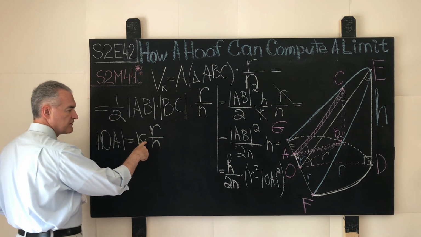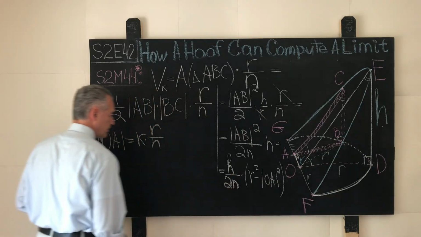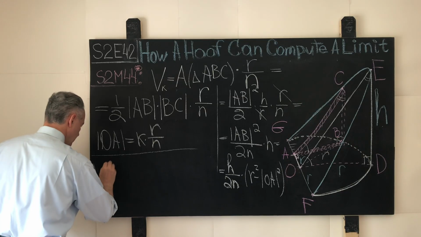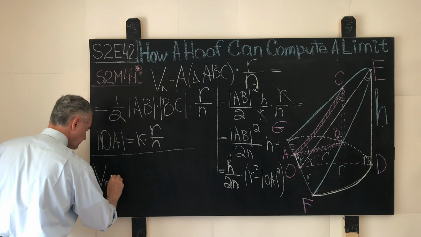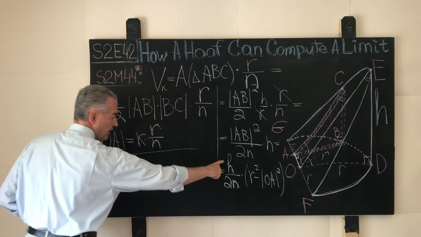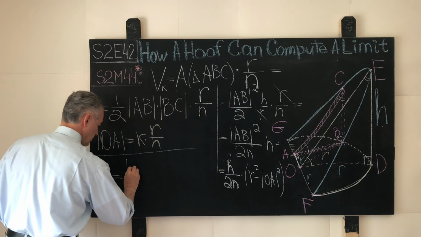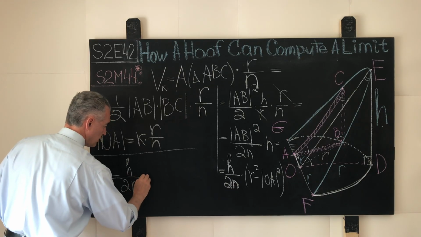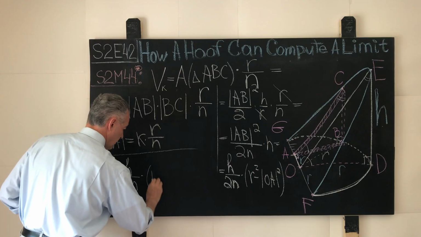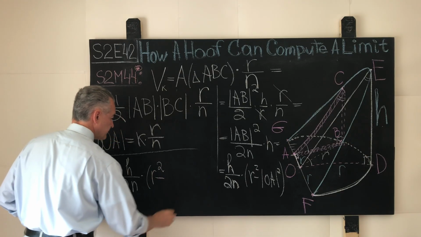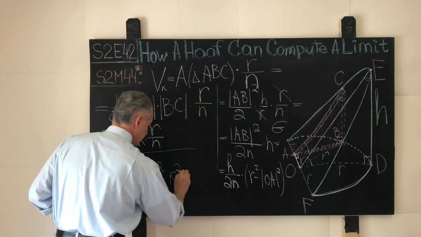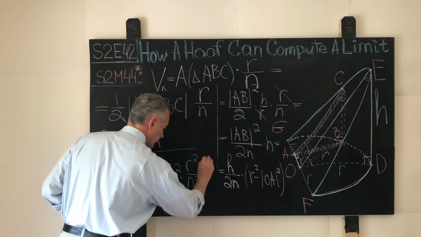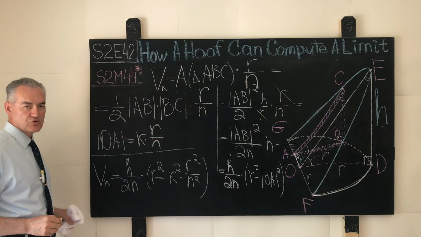So this is the locally available material. Put this guy over here. What do we have for the volume? Let's put it this way. What do we have for the volume of the kth primitive part? We have H over 2n times r squared minus k squared times r squared over n squared. So far so good. This maneuver should cause no problems.